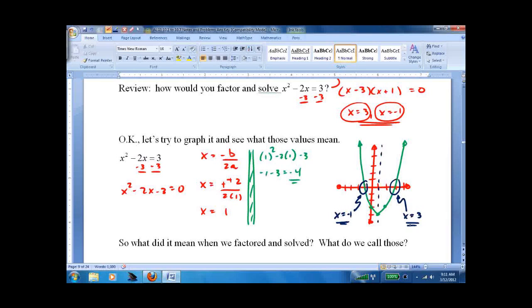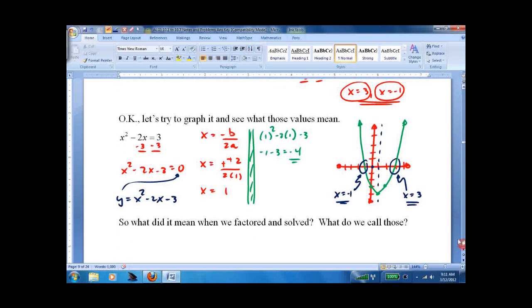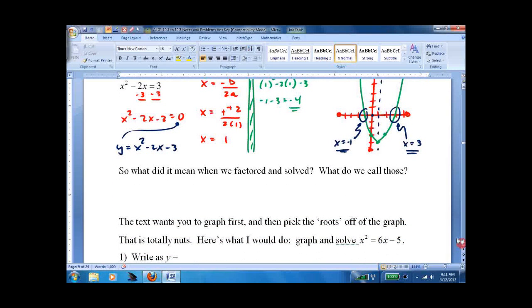These solutions are where the graph hits the x-axis, which makes sense because what we actually graphed was y equals x squared minus 2x minus 3, and we took the y and we set it equal to 0. And when y equals 0, we're on the x-axis. This takes some time to make sense. So think about it a little bit. We'll give you lots of practice. But remember, graphing and solving is finding the x-intercepts, where it hits the x-axis.